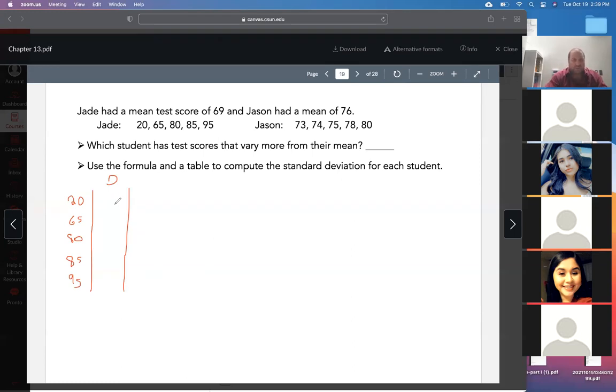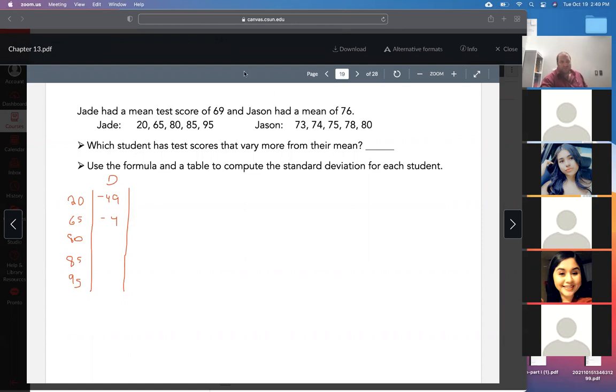Okay, what's the deviation for 20? That's 7. I don't think it's 7. Where did 7 come from? Oh, I did 20 minus 69, which is negative 49. It's negative 49. It's the data point minus the mean. Yeah. And what's the next one? Negative 4. Good.